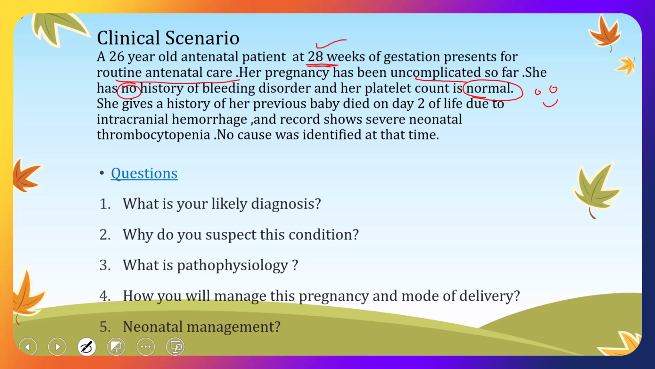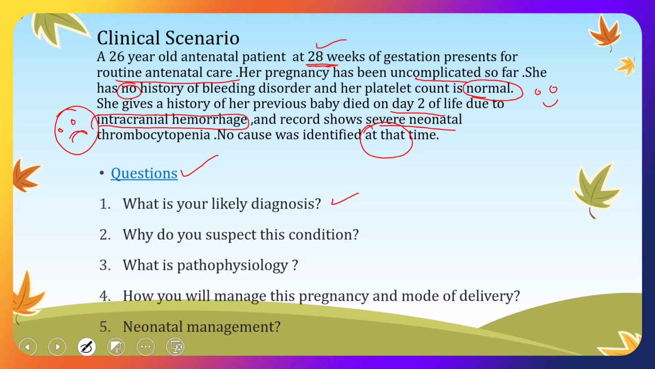She gives a history that her previous baby died on day 2 of life due to intracranial hemorrhage, and the record of her previous pregnancy shows that the baby had suffered from severe neonatal thrombocytopenia and no cause was identified at that time. So now, if you are given this scenario in your static station or interactive station, the examiner may ask you such questions. And the question could be, what is your likely diagnosis? And the answer is none other than fetal and newborn alloimmune thrombocytopenia.